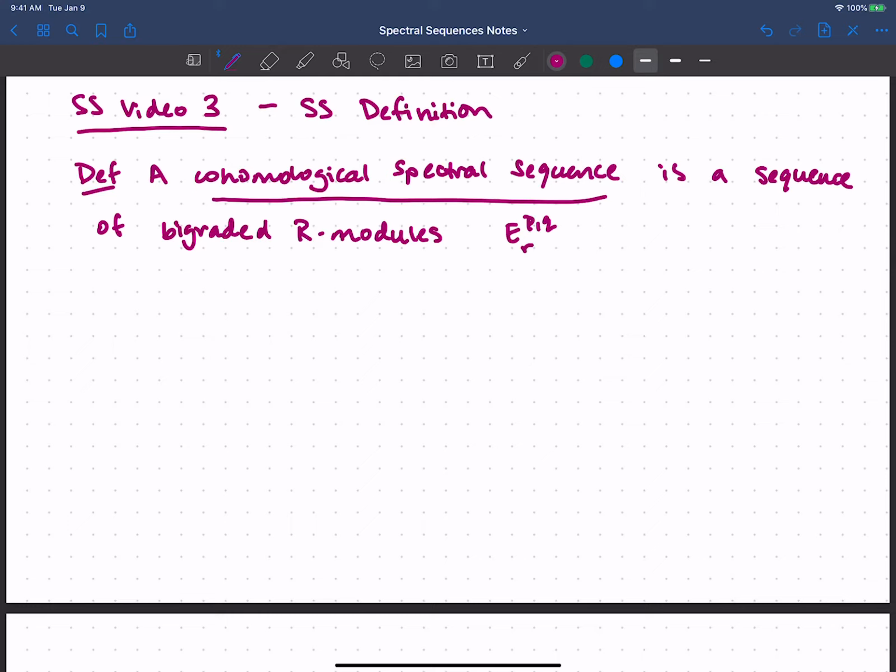sequence. So I've got E_r^{p,q} for r greater than or equal to 1, so that's telling me the sequence. I've got a sequence of pages, and p and q should be integers, or I might write sort of the bi-degree lives in Z cross Z. Okay, and so I've got this sequence of these bigraded R modules, one corresponding to each page, together with some differentials.